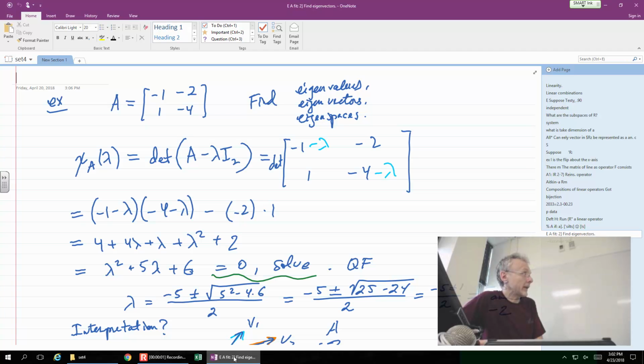Let's review the ending of last time. So this is a matrix picked almost at random, a linear operator 2 by 2 picked almost at random. Well, not exactly, but then we want to find eigenvalues, eigenvectors, eigenspaces, and based on that explain what that operator does without using anything else.